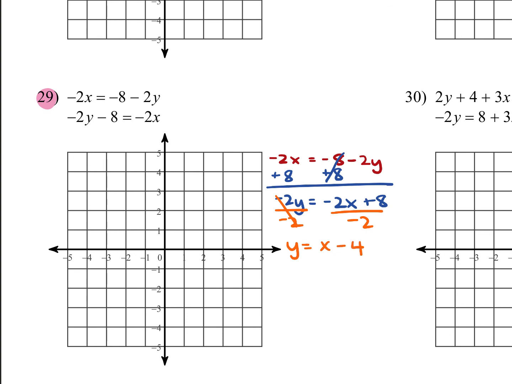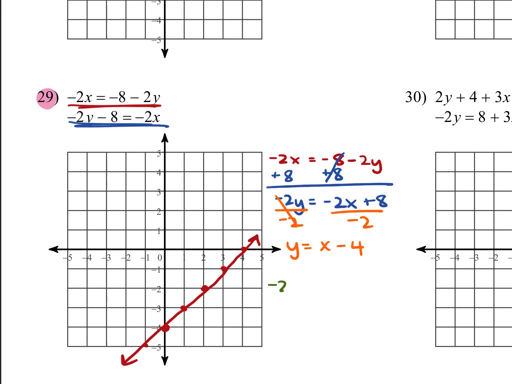This one gives us a y-intercept of -4. So first point at (0, -4). From there, we're going to go up 1 to the right 1. We draw our line through those points. We move on to your second one.